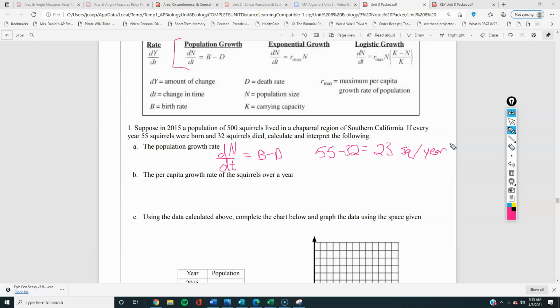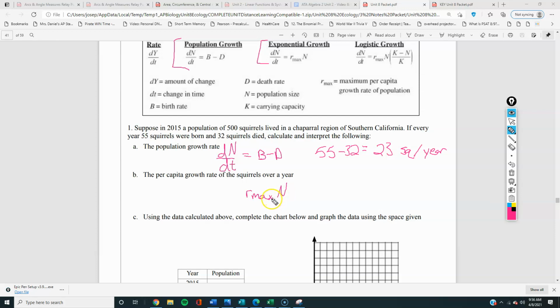Now, what's the per capita growth rate? My per capita growth rate means, because growth rate is dependent on the size of the population, as the population goes up, this birth rate, if it stays constant, is going to get bigger because there's more individuals. So what we do is we take the growth rate, which is, we're going to pretend we're looking at exponential growth now, not just 1 year. We're going to do r max times N.